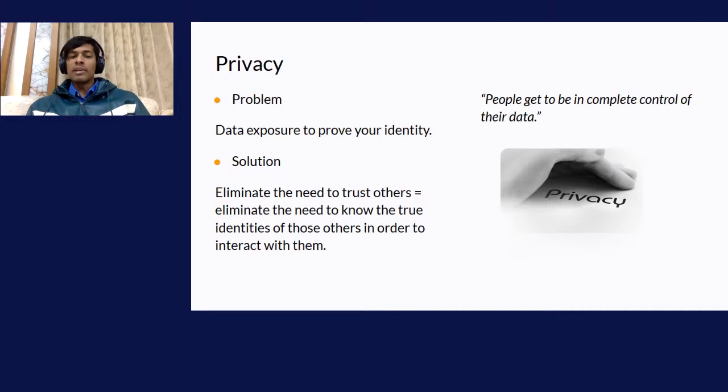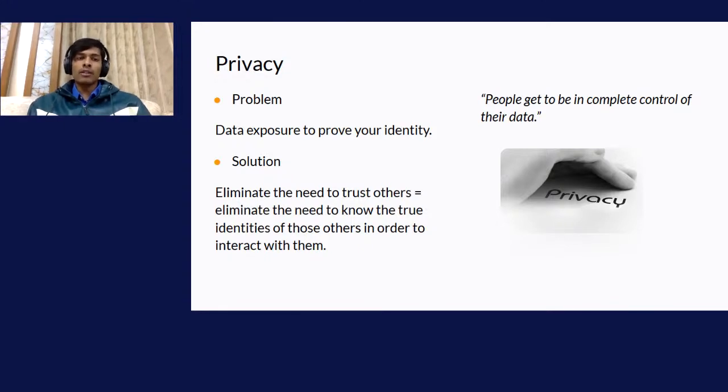So the solution is to eliminate the need to trust others and eliminate the need to know the true identities of those others in order to interact with them. So what if you could remove the identity part of interaction? And what if you could simply align incentives in such a manner that participants collaborate in a particular manner and you don't have to trust anyone, right? All the things would work as they should.